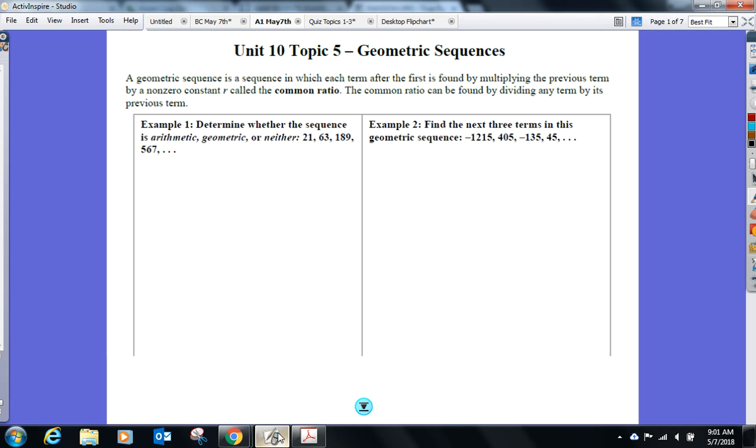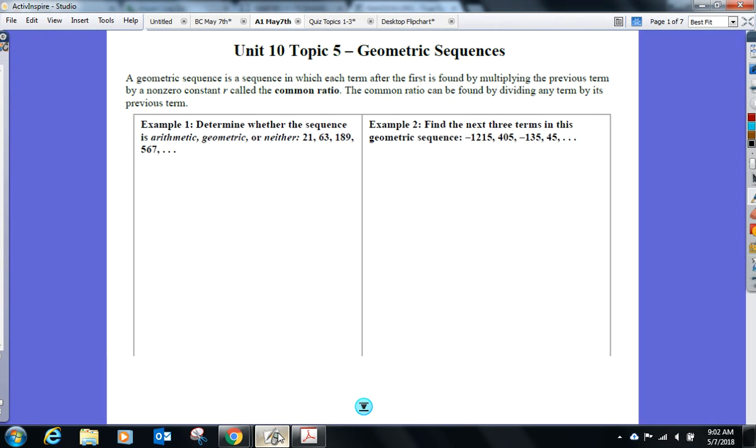63. Ready? 63 minus 21. Go ahead. What do you end up with? 42. So if this is arithmetic, I should be able to add 42 every time and get the next one. So if you add 42 to 63, are you going to get a 189? No, so it's definitely not arithmetic. That's out.